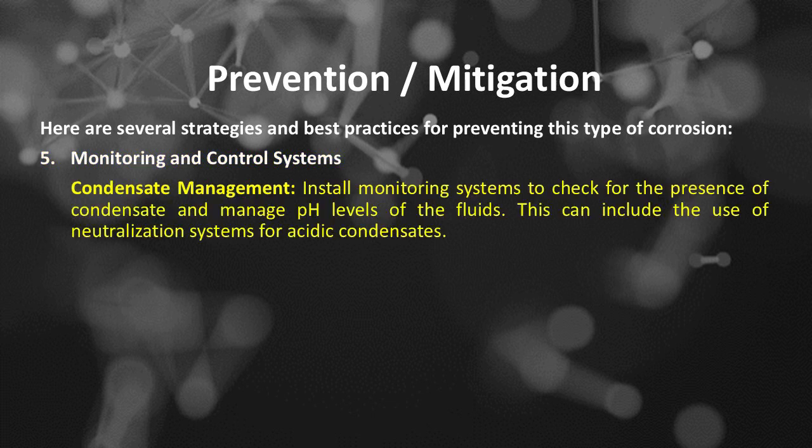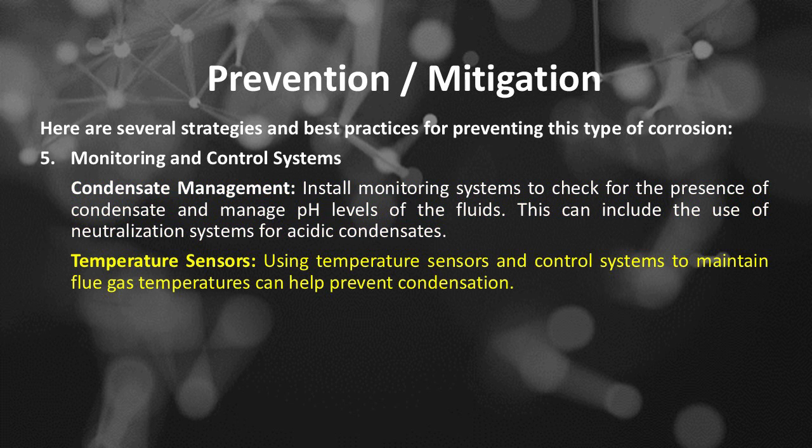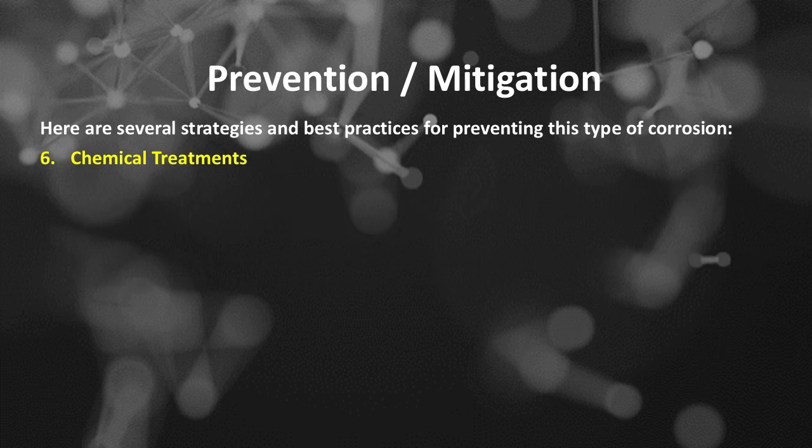systems. Condensate management. Install monitoring systems to check for the presence of condensate and manage pH levels of the fluids. This can include the use of neutralization systems for acidic condensates. Temperature sensors. Using temperature sensors and control systems to maintain flue gas temperatures can help prevent condensation. Number 6 of the several strategies and best practices for preventing this type of corrosion is chemical treatments.